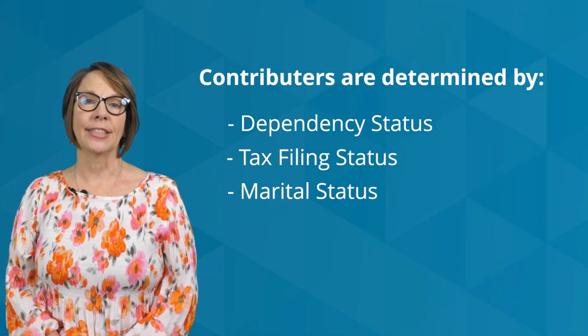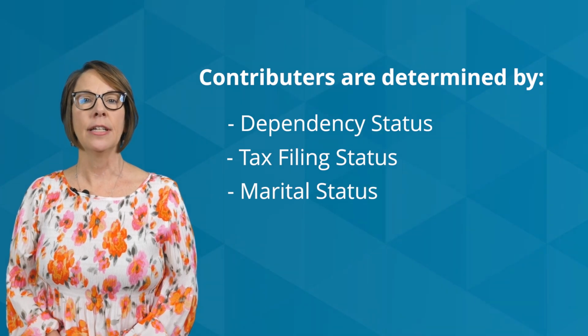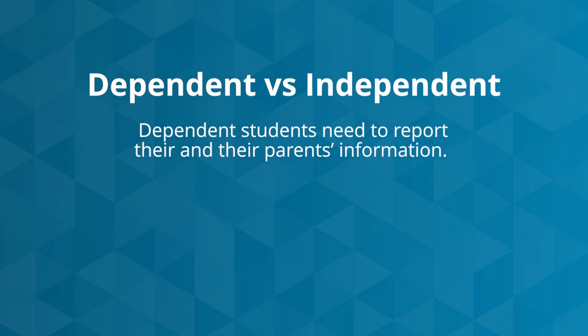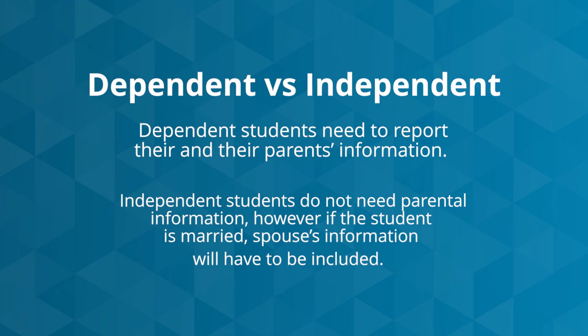You'll be asked a series of questions on the FAFSA to determine if you are a dependent student or an independent student. If you're a dependent student, you'll report your and your parents' information. If you're an independent student, you will report your own information, and if you're married, your spouse's information as well. Independent students do not have to provide parent information on the FAFSA.